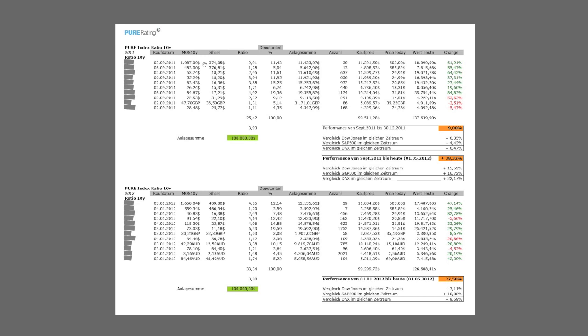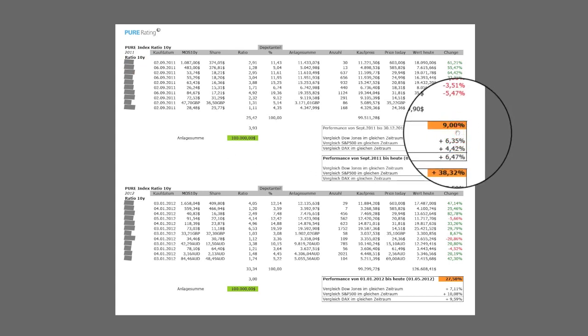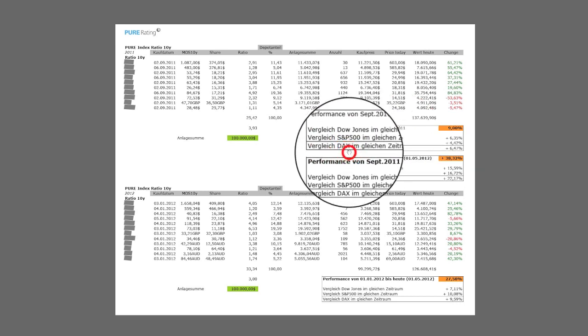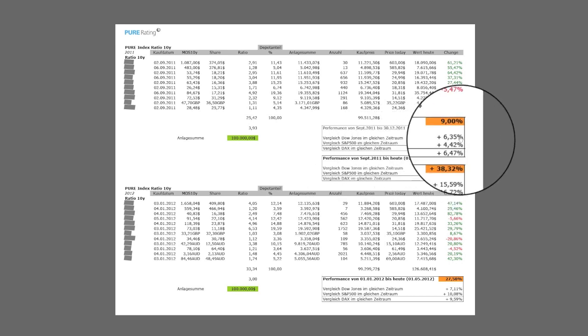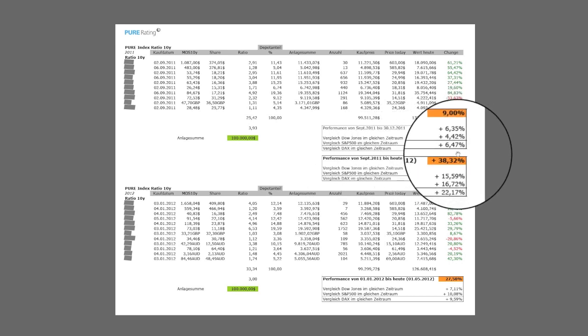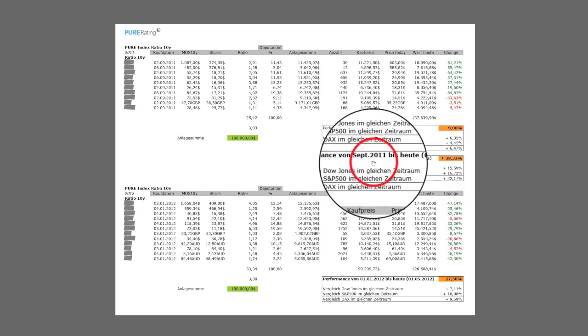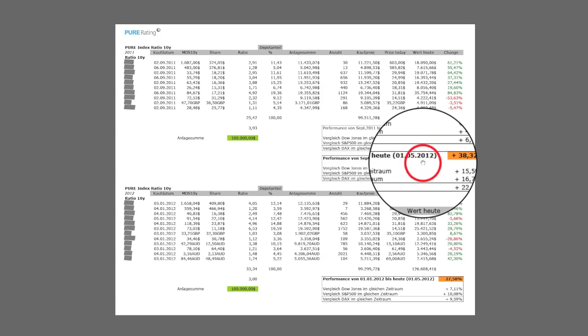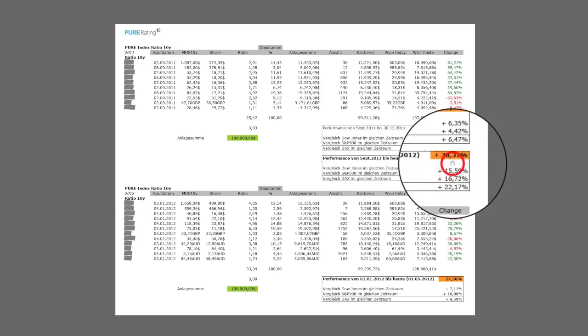So in this portfolio that we started in 2011, we generated slightly more than 9% that year versus the Dow at 6.35% and the S&P at 4.42%. So from September 2011 until May 2012, we generated 38.32%, a significant outperformance versus the Dow at roughly 15.6% and the S&P at 16.7%.